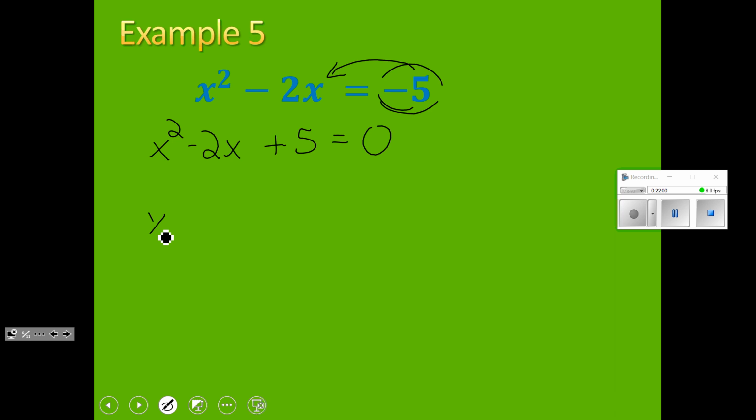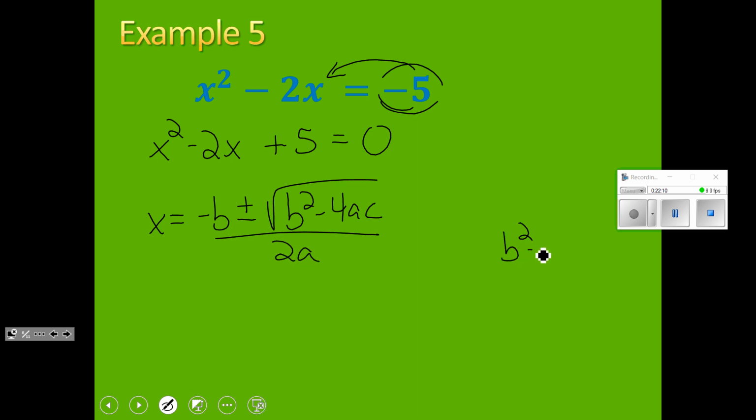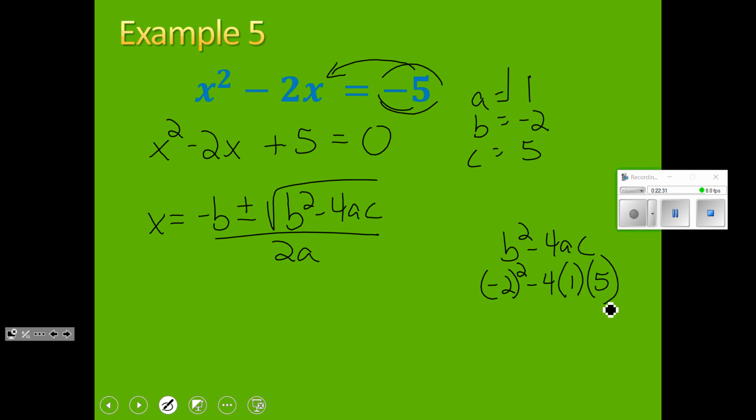Okay, so x equals negative b plus or minus the square root of b squared minus 4ac all divided by 2a. So let's look at b squared minus 4ac. So negative 2 squared. And I guess I should define a, b, and c. Getting ahead of myself. A is 1, b is negative 2, and c is 5. So minus 4 times 1 times 5. So I believe when you solve this, you're going to end up with negative 16.